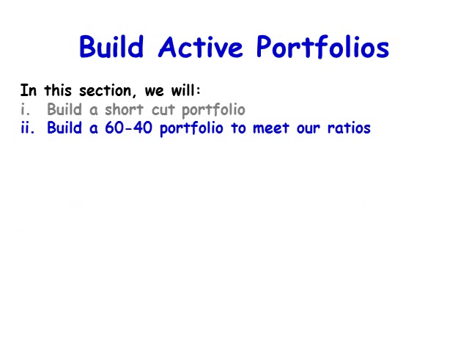Let's continue. In this section, we will build a 60-40 portfolio to meet our ratios. So we used a shortcut portfolio before, which had too much of the non-US and not enough of US allocation. Now we will build a 60-40 portfolio that does have the proper ratios we are looking for. And after that, we will do a dry run of the portfolios built so far. We will do a back test of the portfolios.